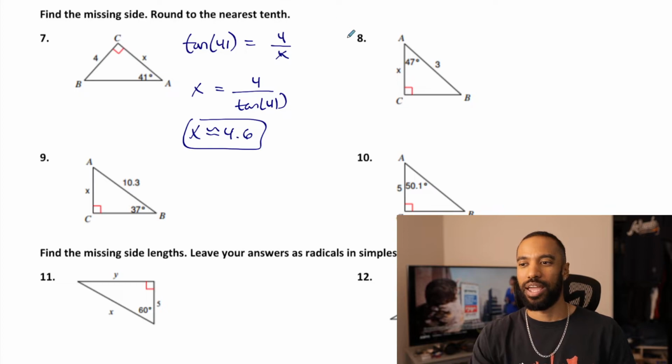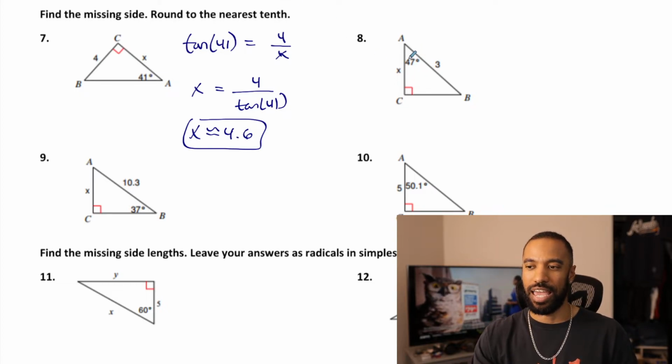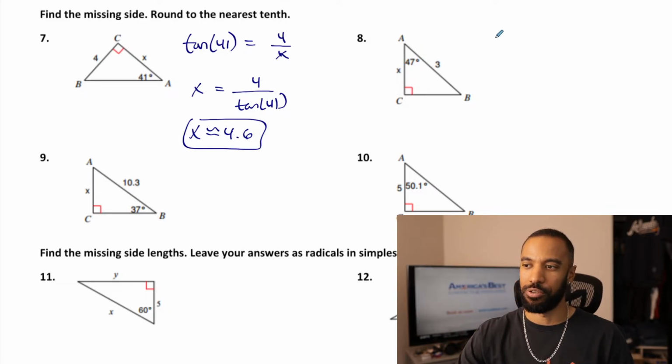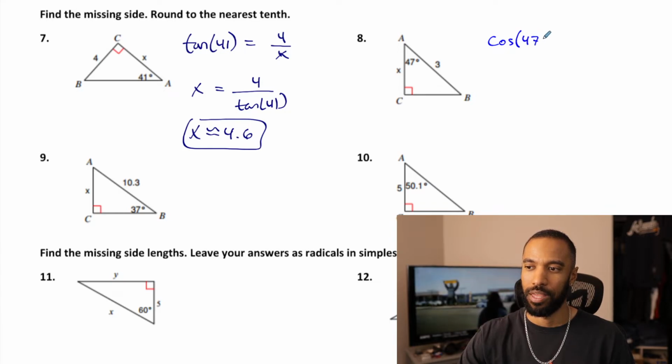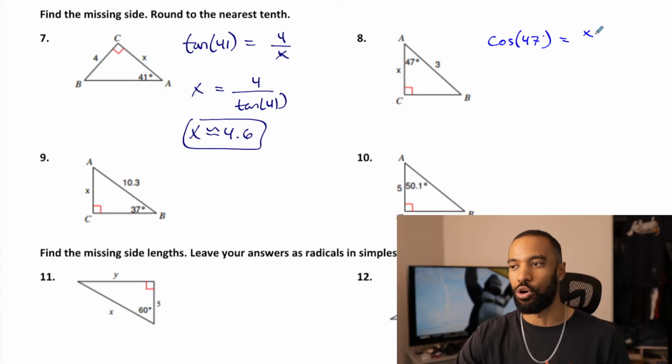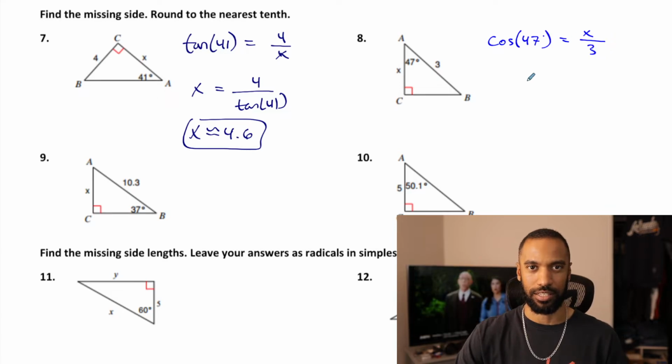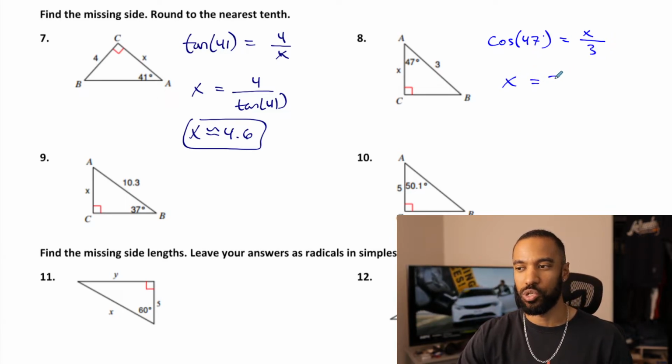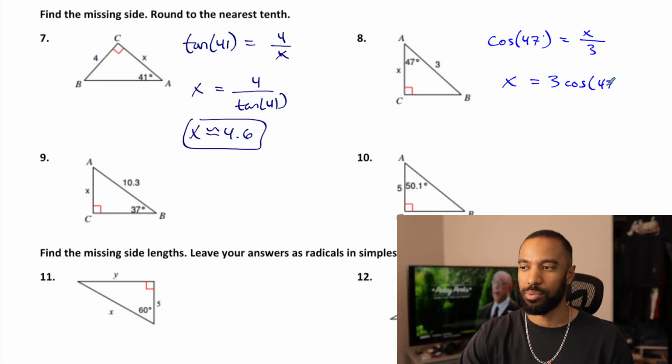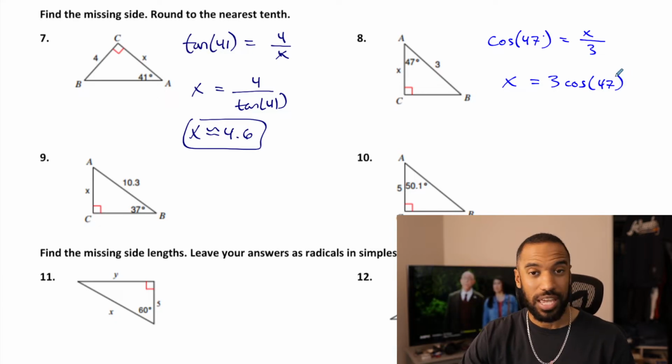All right, number 8 here. With the 47, I have the leg adjacent and the hypotenuse. I'm going to use cosine. I get in trouble when I overteach. Not like I get reprimanded. I mean, I spend too long talking about it. But I want someone to make sense of what they're doing before they make a mistake on something.